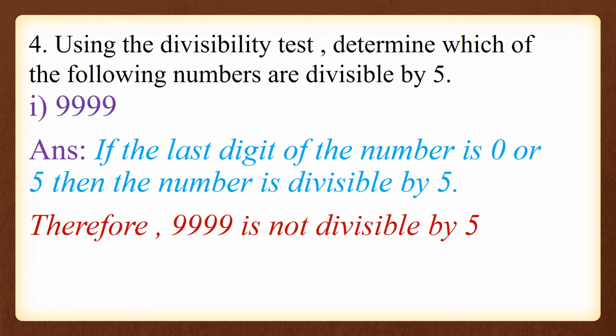Next question, using the divisibility test, determine which of the following numbers are divisible by 5. In that first question is 9,999. We are going to check whether this number is divisible by 5 using the divisibility test. So we know that if the last digit of the number is 0 or 5, then the number is divisible by 5. Therefore, 9,999 is not divisible by 5 because the last digit, that is the ones place, is 9. Therefore, it is not divisible by 5.